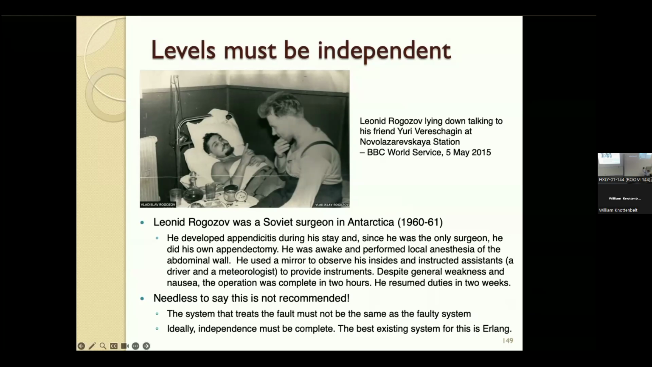This is not the recommended way to build systems. In this system, the second level is the same as the first level, so the first level tries to fix itself. Unfortunately, this is sometimes how Java programs are written. There's a problem, and part of the program tries to fix it. No, that's not the right way. So this is not recommended. Ideally, the independence must be complete. The surgeon who operates on you should not have any health problems while he's doing that. I thought this was a nice example.